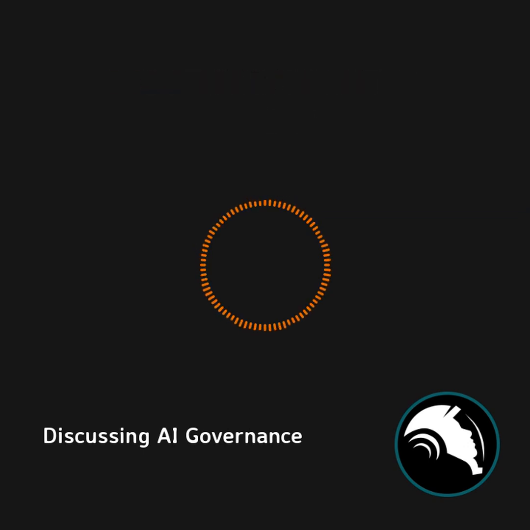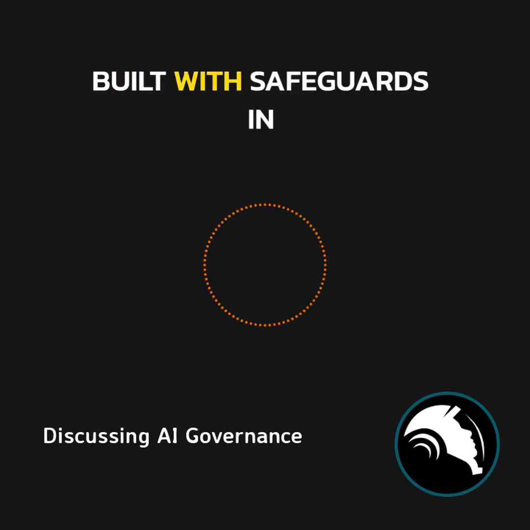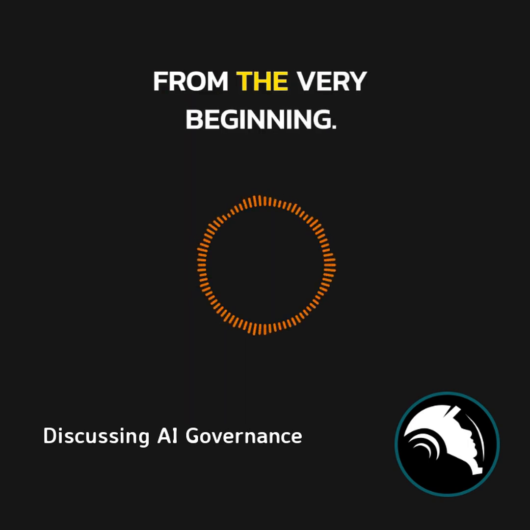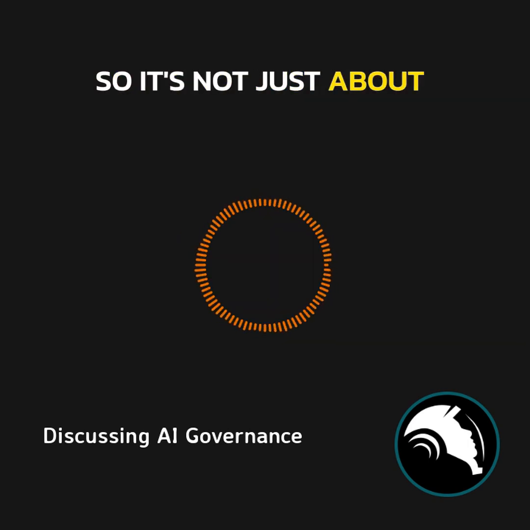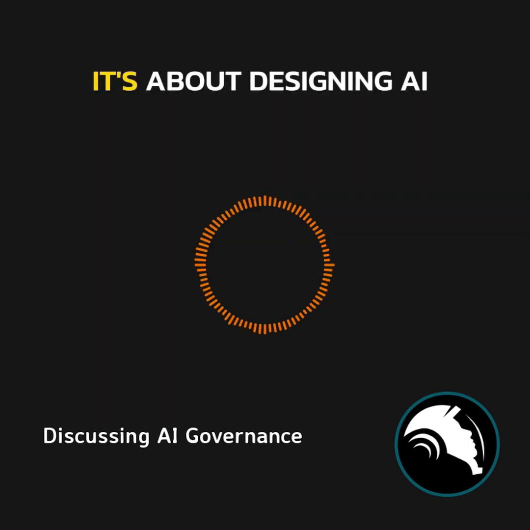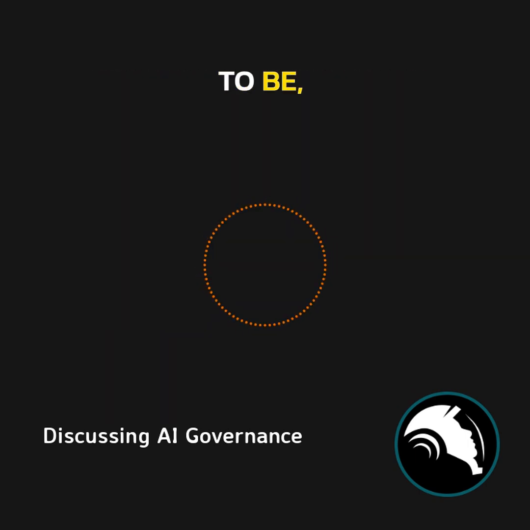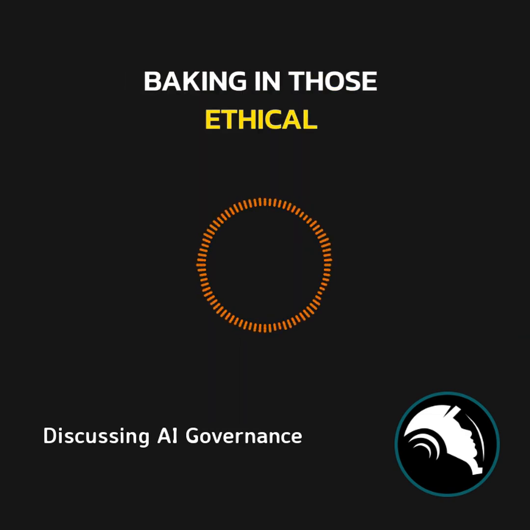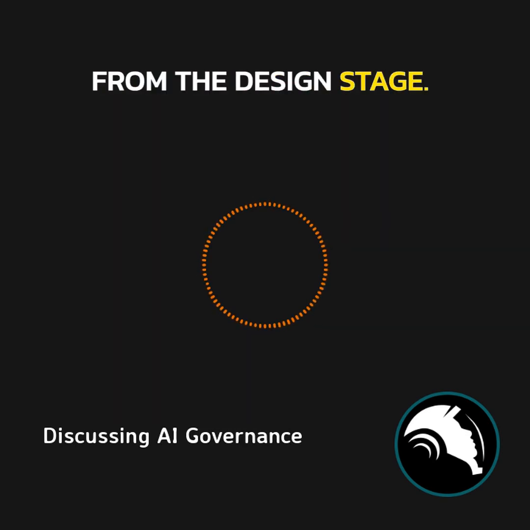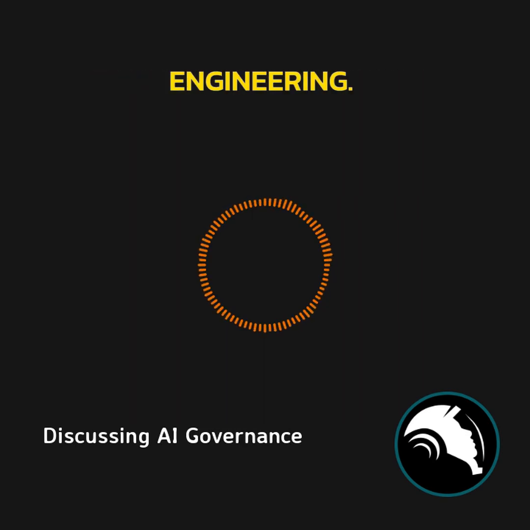So this is about making sure that AI systems are built with safeguards in mind, from the very beginning. Oh, okay. So it's not just about fixing problems after they pop up. It's about designing AI to be responsible right from the start. Exactly. Baking in those ethical considerations right from the design stage. Makes sense. So education, engineering, what's the third one?